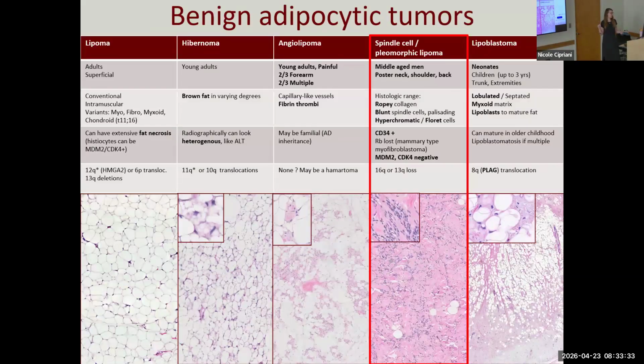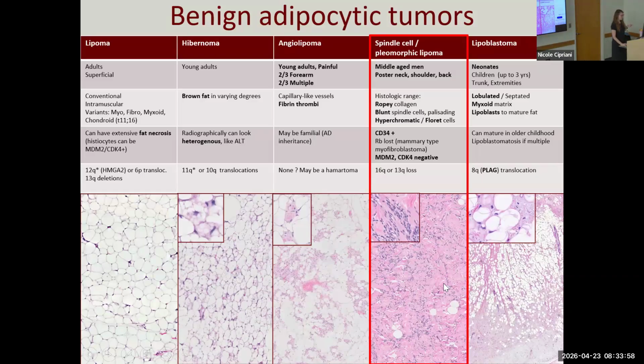Okay, chart of benign adipocytic tumors. All of them have specific gene loci that are implicated. The one that we mostly use diagnostically, genetically, is spindle cell pleomorphic lipoma, right? So this is characteristically older men, posterior neck, shoulder, back. But remember, it can occur in other anatomic sites as well.